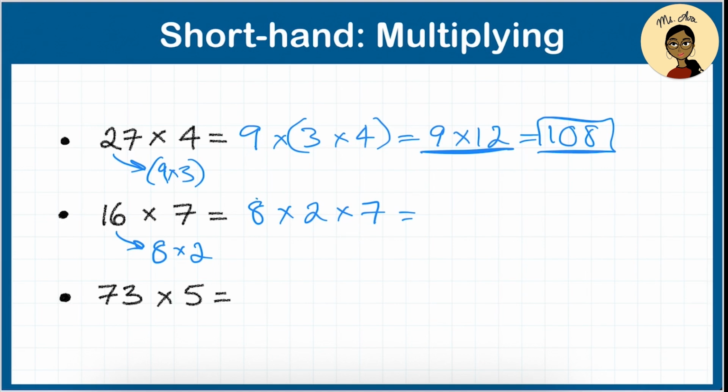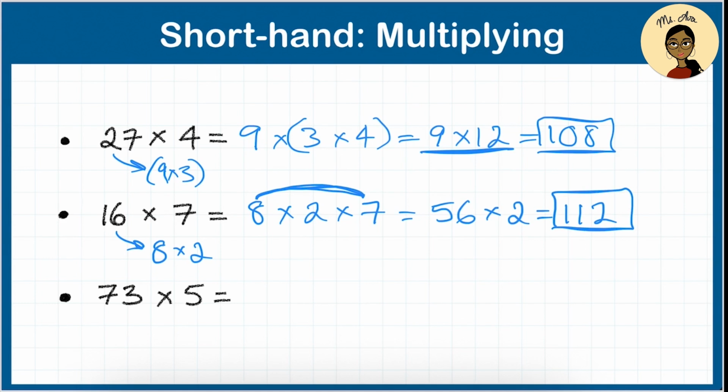But if I did 8 times 7, that gives me 56. And then I multiply that by 2, which is pretty easy to double something in my head. So this will give me 112. So I can just do that really quickly.